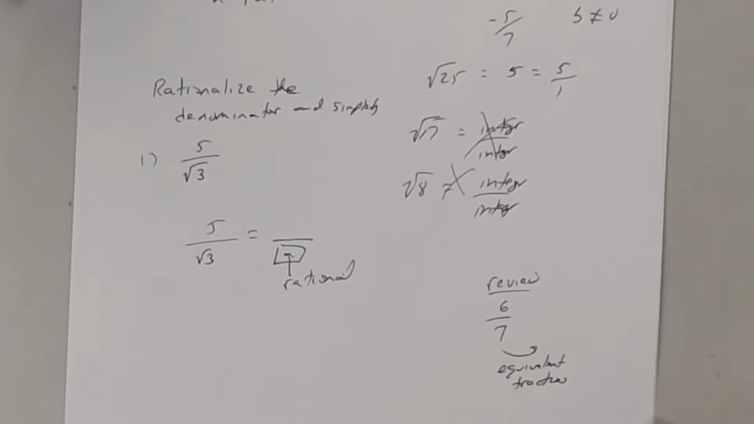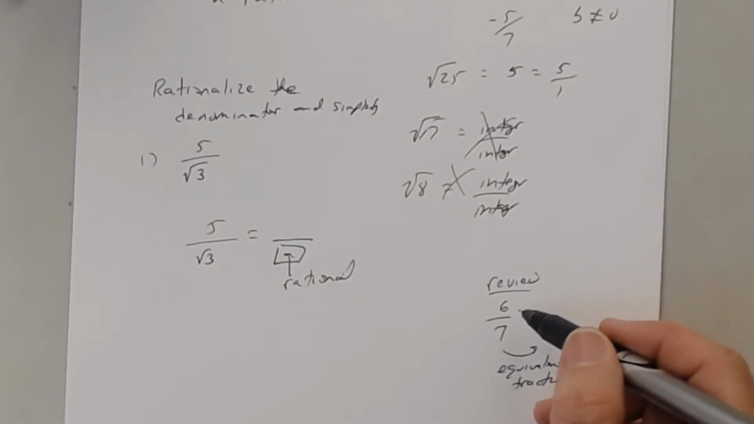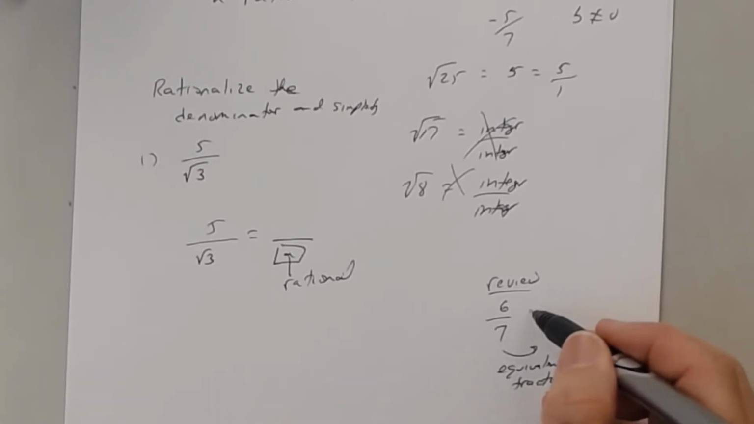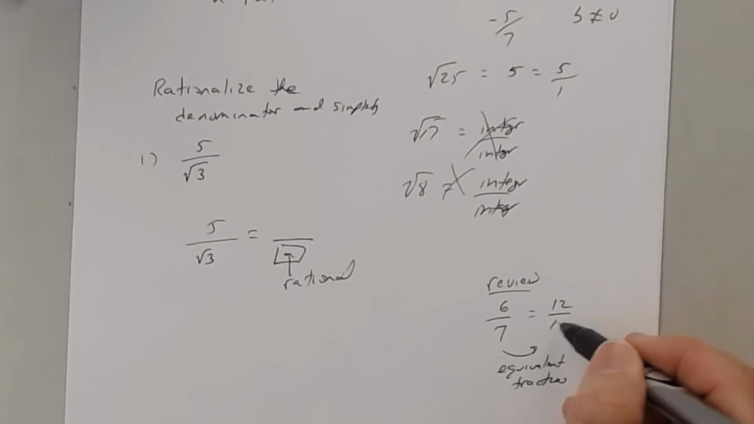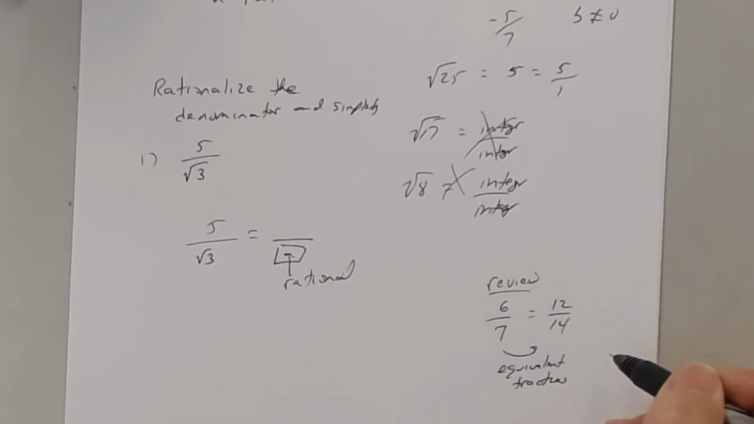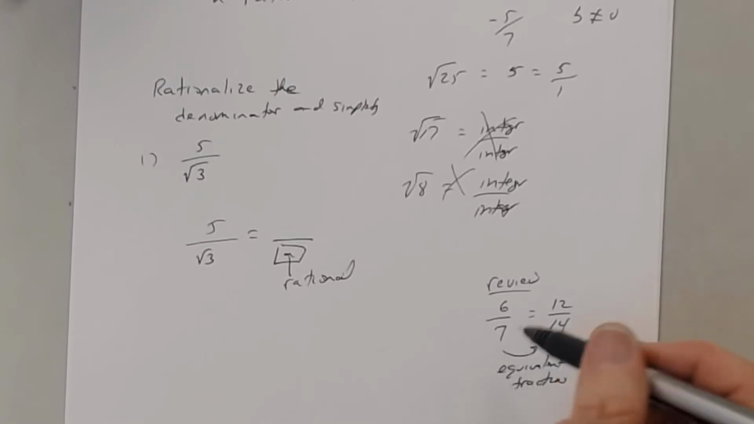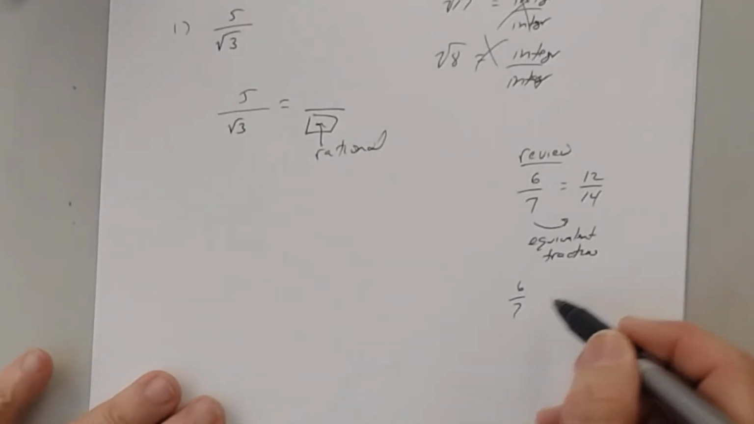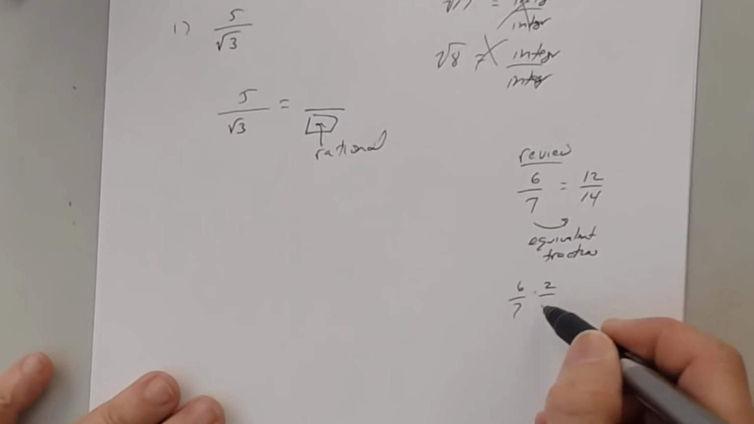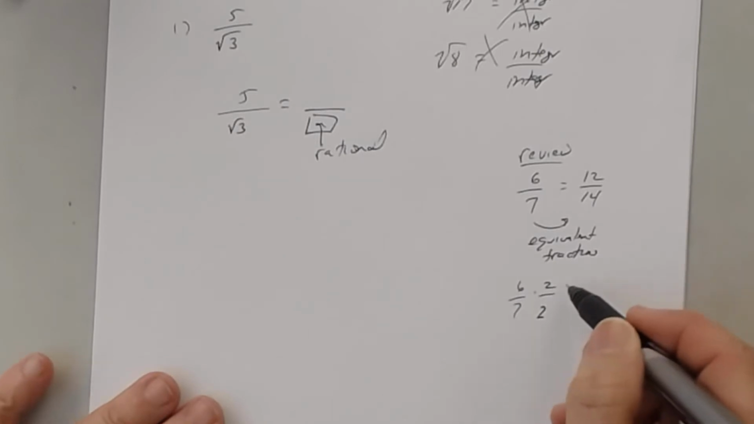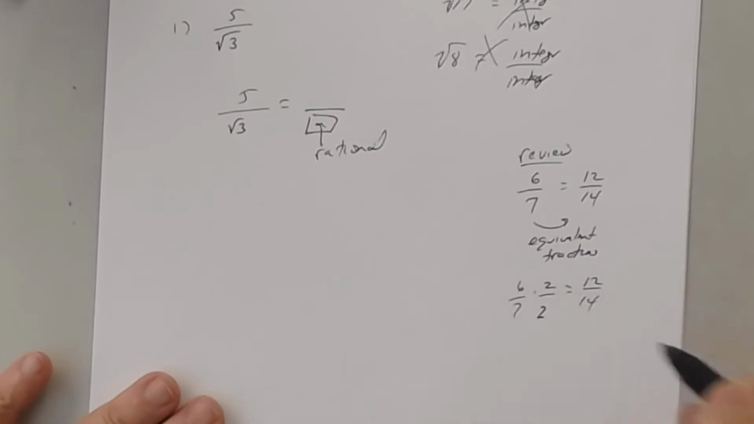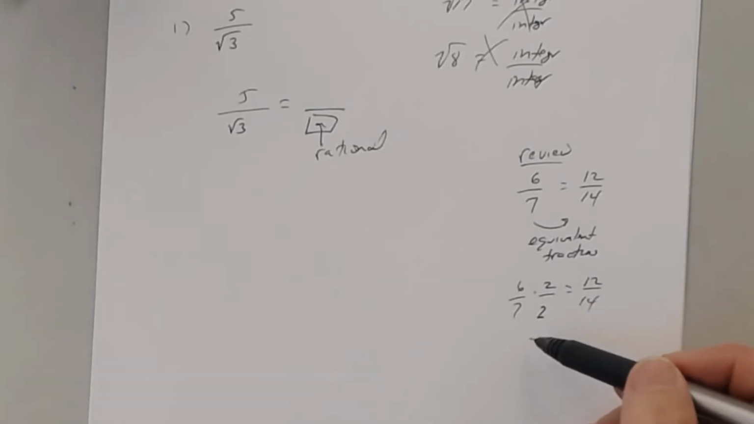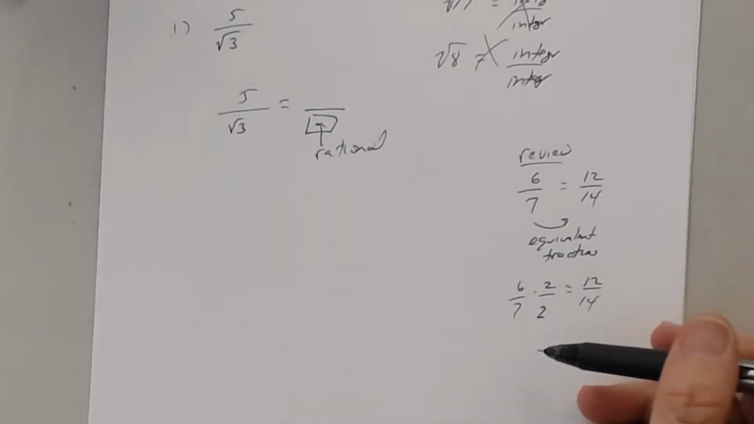Okay? Equivalent fractions. So in other words, do y'all agree that 6 divided by 7 is the same thing as saying 12 divided by 14? Y'all agree? So 6/7 is equivalent to 12/14. Basically what I did was I multiplied both numerator and denominator by what number? 2. So I got 12 divided by 14. So what I did to the numerator, I also did to the denominator.